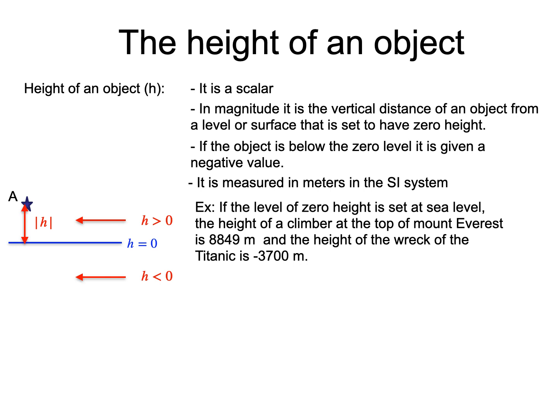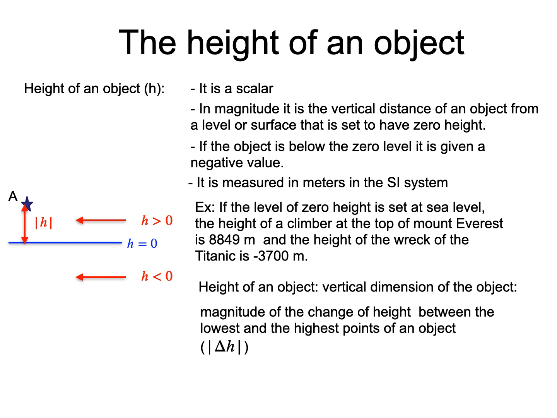Another popular way to describe the height of an object is the vertical dimension of the object. Just think about the dimensions of a box that has a length, a width, and a height. The vertical dimension of an object is actually the magnitude of the change in height between the lowest point of the object and the highest point on the object. It is the magnitude of the change because the vertical dimension of an object is a positive number.